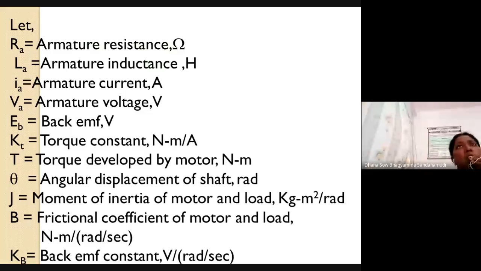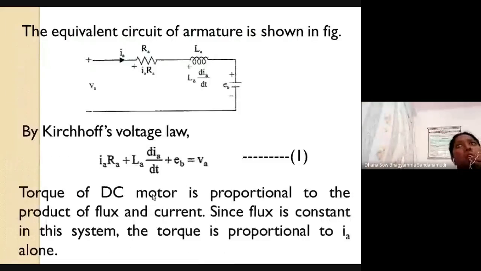So let us see the equivalent circuit of the armature. The armature will have its own internal resistance and inductance, and back EMF is induced in the armature, and the voltage applied across the motor armature is VA. So this is the equivalent circuit of the armature of the DC motor. Now we can apply Kirchhoff's voltage law. Let us assume a current IA is flowing in this circuit.